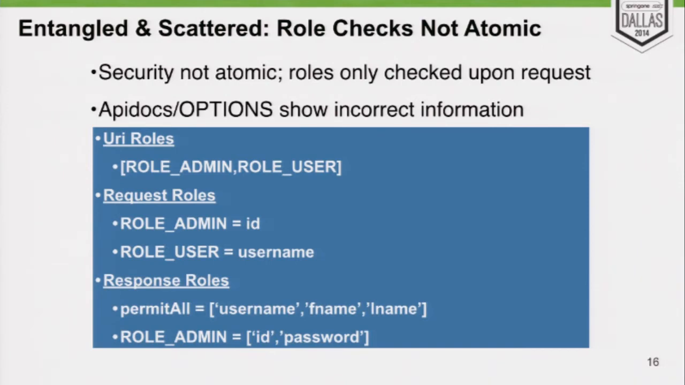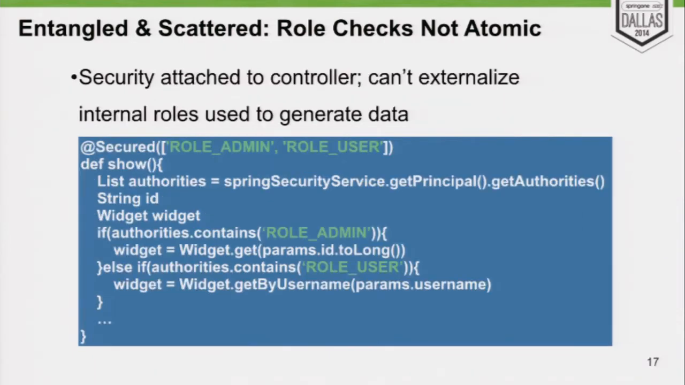The role checking is not atomic. It's very entangled and scattered, and this leads to your API docs and options and security being off. And this can be a little hard for some people to understand when I show this slide. So I'm actually going to skip to the other slide, which is a little easier for people to understand. So can everybody see the green? The green in there? Okay, good.